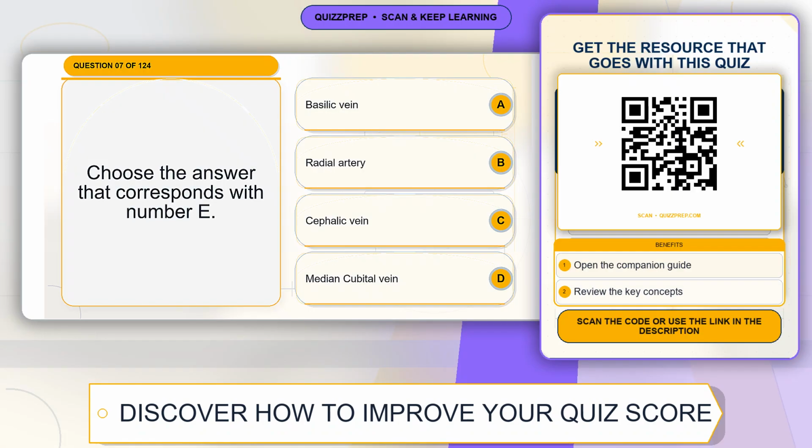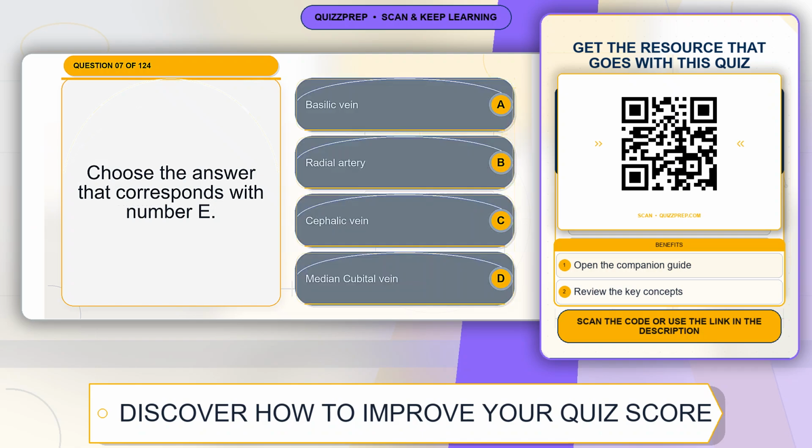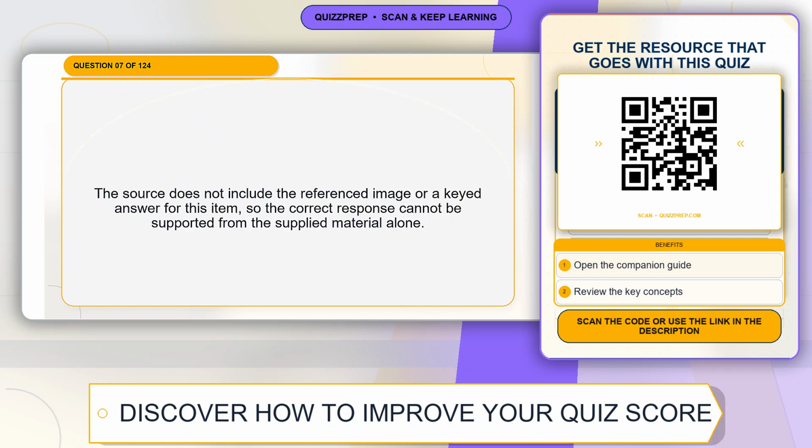Question 7. Choose the answer that corresponds with number E. Option A, basilic vein. Option B, radial artery. Option C, cephalic vein. Option D, median cubital vein. The correct answer is now shown. Explanation. The source does not include the referenced image or a keyed answer for this item, so the correct response cannot be supported from the supplied material alone.